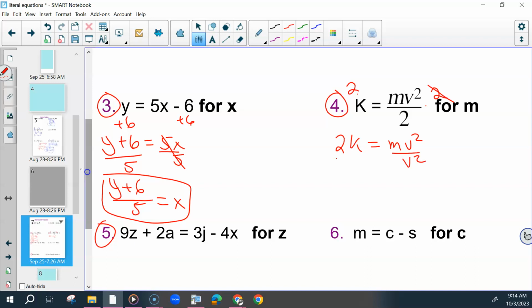If this asks us to solve for v, then we have to get rid of the square, but it didn't. So we don't have to worry about that. It can still be squared. So 2k all over v squared equals m. Questions about that one before we move on?